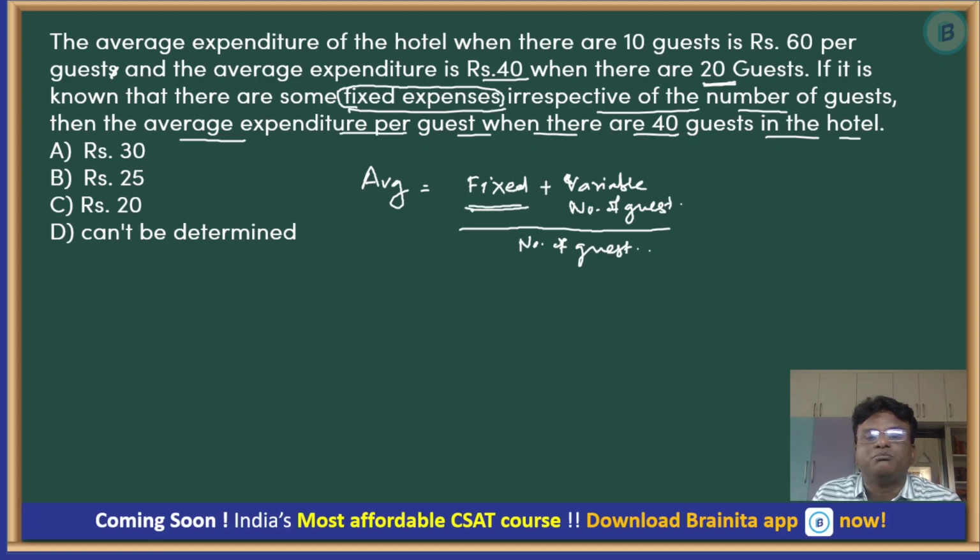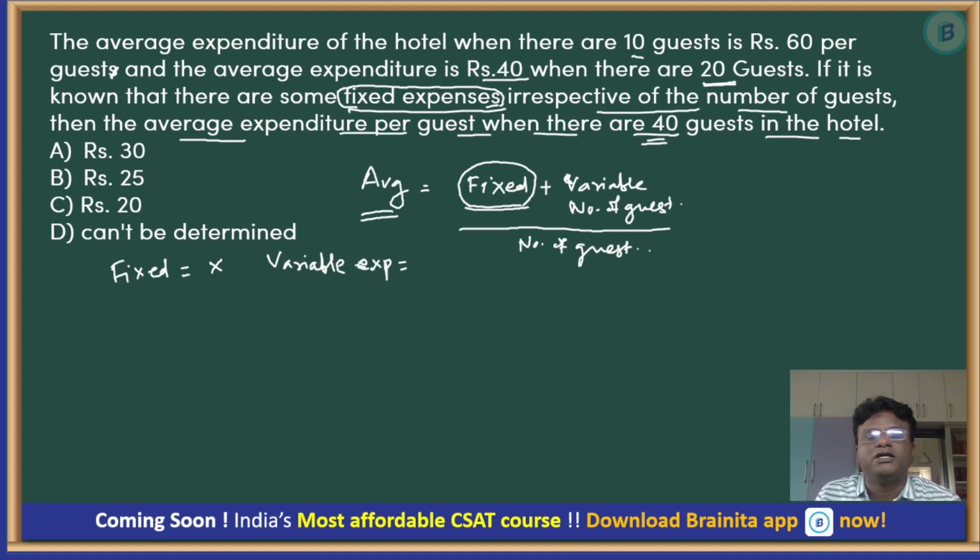This part is very important because this part is constant, which is not changing in the first case and the second case and even the case that we need to find out. So it is very important that we find what is the value of this, without which you won't be able to calculate the average. So let us do that. So let us say that the fixed expenses are X and variable expenses.